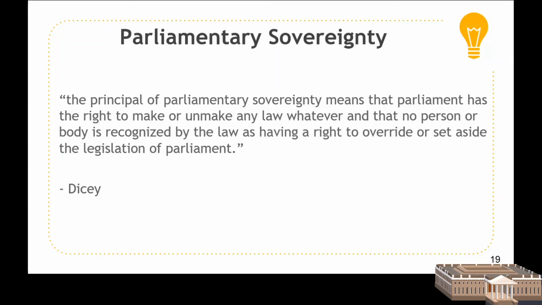I will be using some of his concepts now because in his original writings of constitutional law, he speaks about many things, among others, this is involved. The principle of parliamentary sovereignty means that Parliament has the right to make or unmake any law whatsoever, and that no person or body is recognized by the law as having a right to override or set aside the legislation of Parliament. Now that's in a summation, the sovereignty of Parliament.